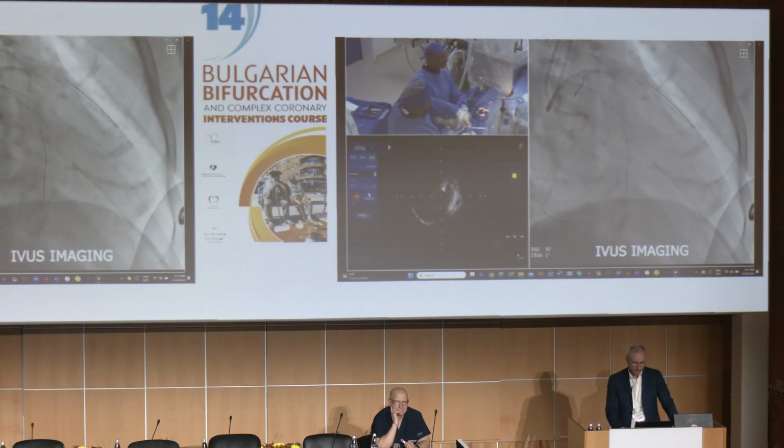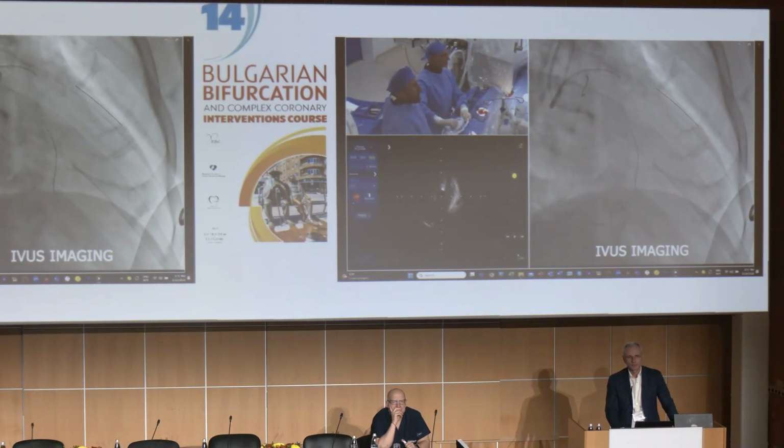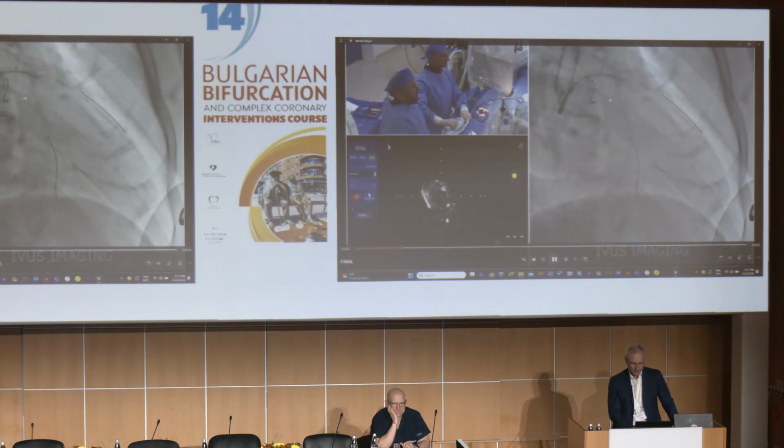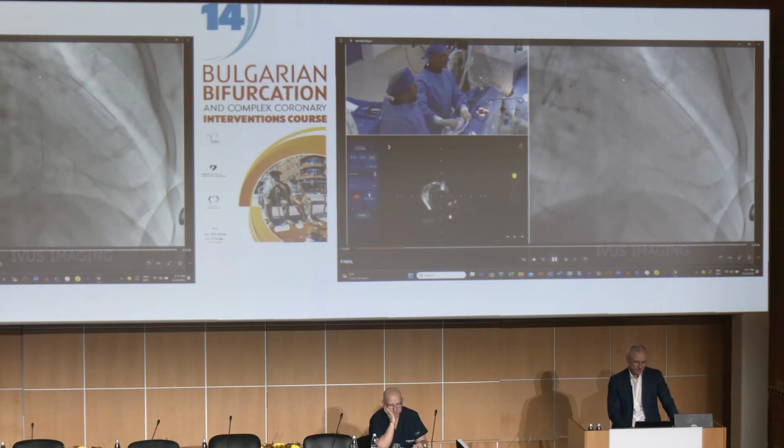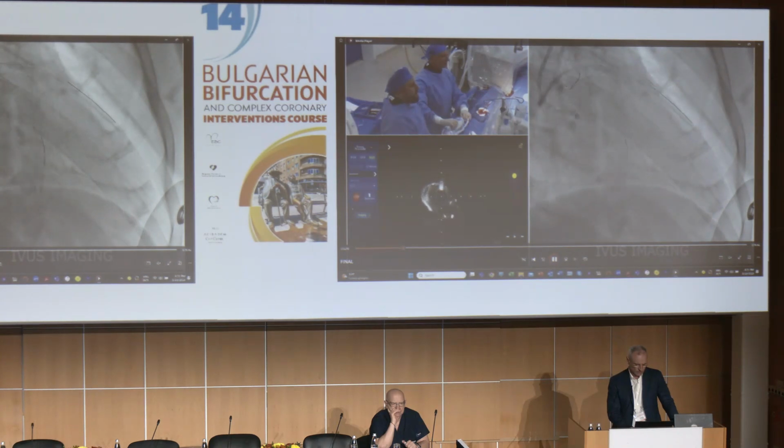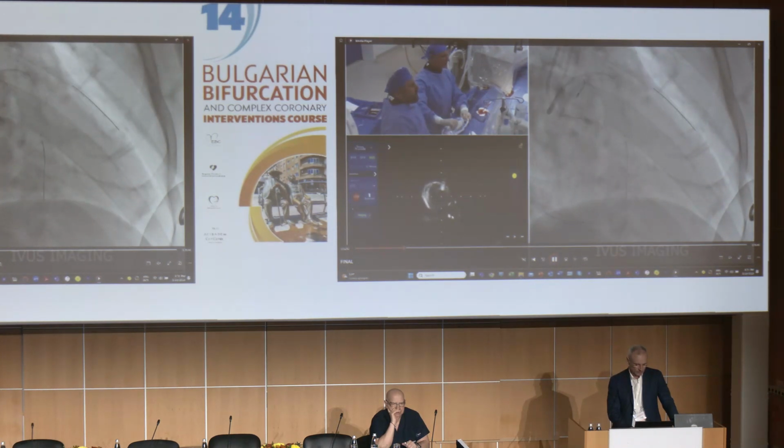What you see here is the imaging, because the proximal cap was not well defined. So we put an IVUS catheter into the septal branch. That's also another aspect: the imaging is extremely useful. And you see here the wire into the diagonal branch. I will elaborate a little bit more on that.